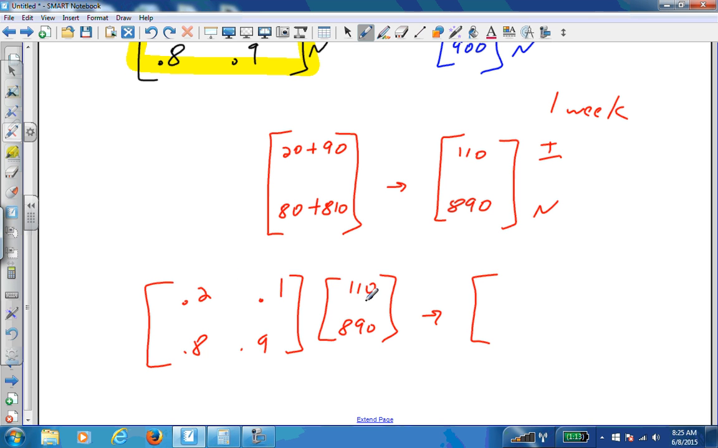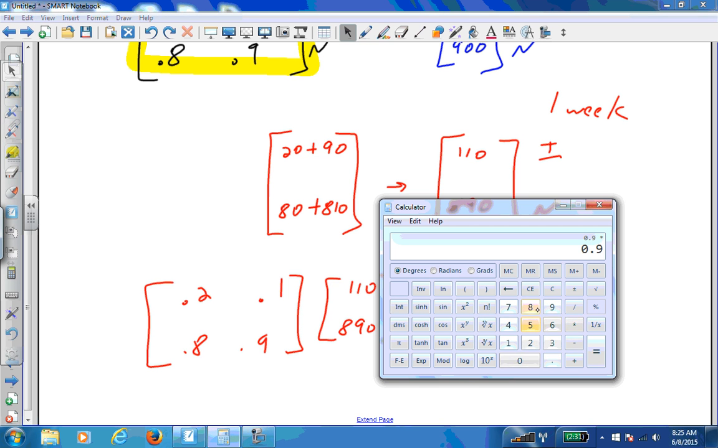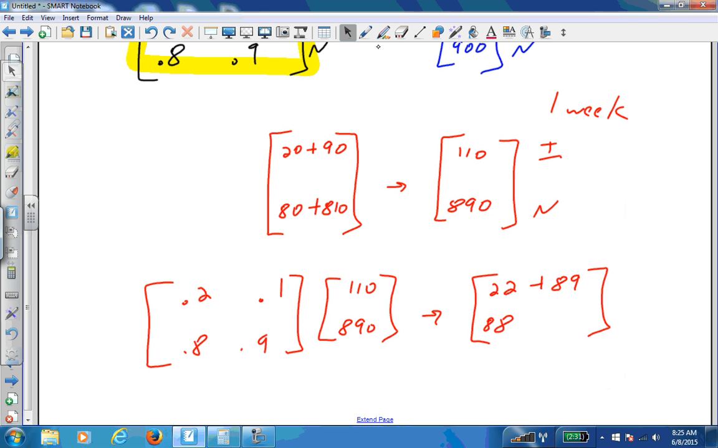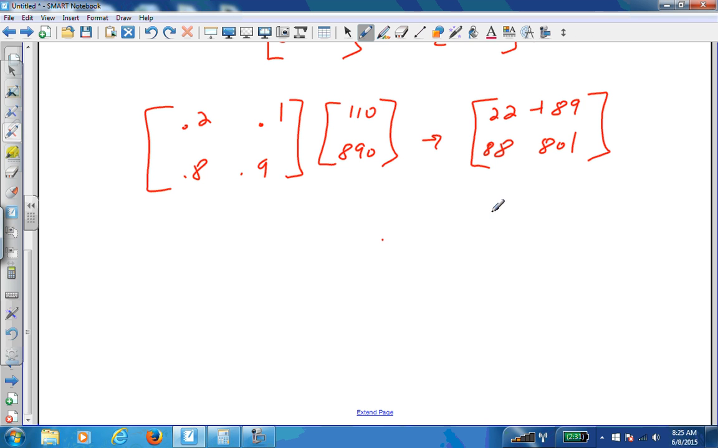So 0.2 times 110, 22. 0.1 times 890 is 89. 0.8 times 110, 88. 0.9 times 890, 801. So 111 infected, 889 that are not infected.